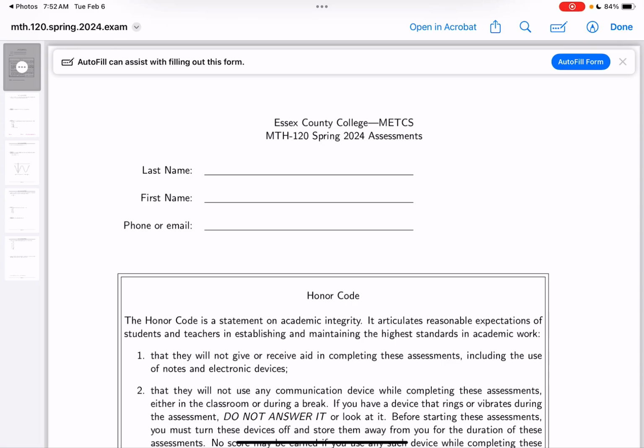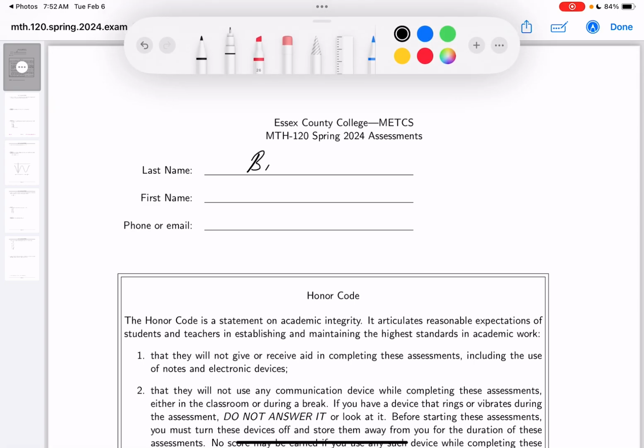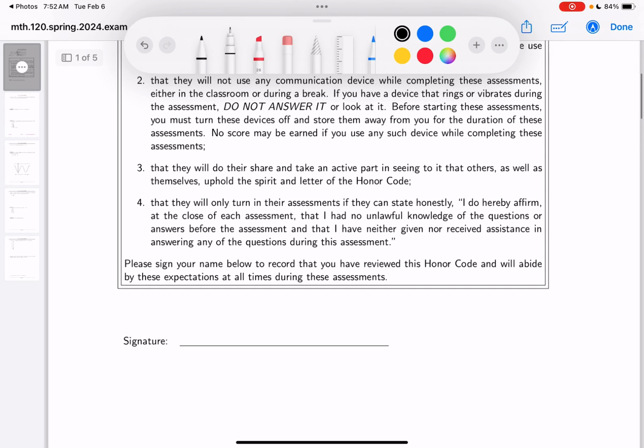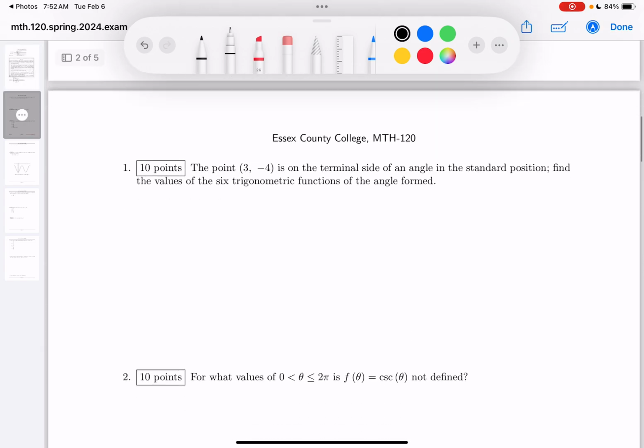Okay, we're looking at the exam, and I'm going to start filling things out. My last name is Bannon. First name is Ron. And you put an email address down here. And then I'm going to sign it. Basically it says I'm not going to cheat in the exam. And let's take a look.